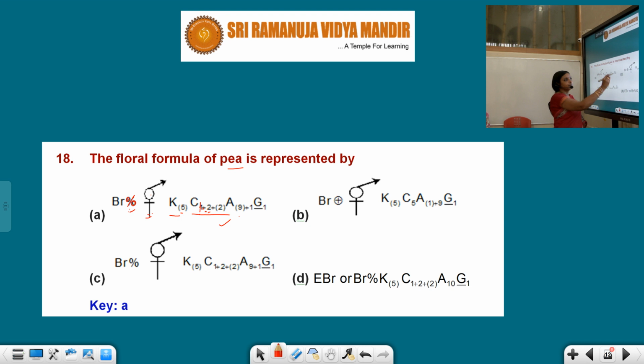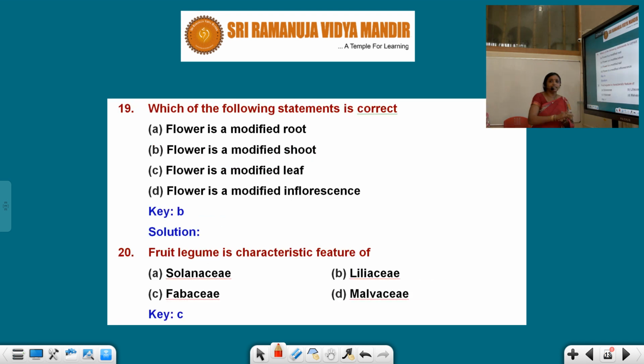Now let's see the 19th. Which of the following statements is correct? Flower is a modified root. No. Next, flower is a modified shoot. Of course, that day also I explained to you that the flower is a modified stem, because on all the nodes, it is in a condensed form. In the condensed form, on the nodes, one whorl is for calyx, next corolla, next androecium, and the fourth one is for gynoecium. So B is the answer.